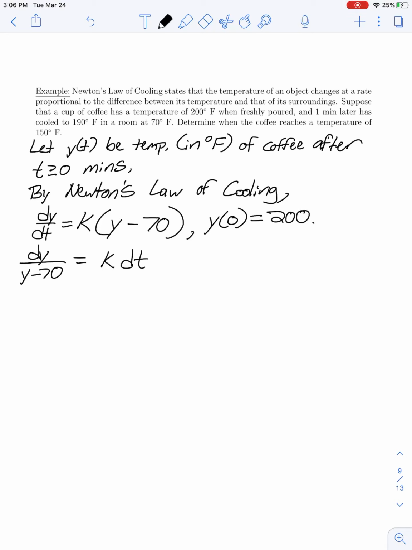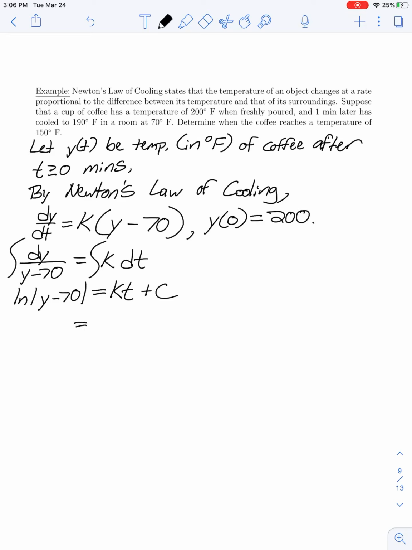Now, once I've separated my variables y and t, I can then integrate both sides. And on the left-hand side, we have the natural log of the absolute value of y minus 70 is equal to kt plus some constant c. So as we've been doing in our earlier examples, to get rid of this natural logarithm, we could exponentiate on both sides.